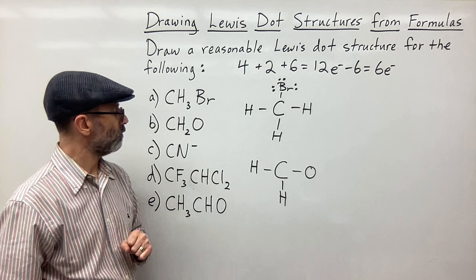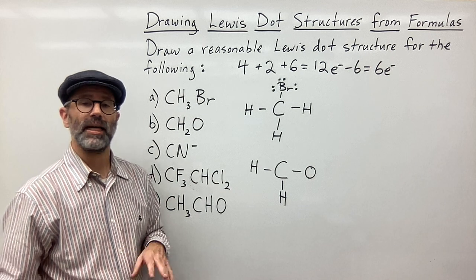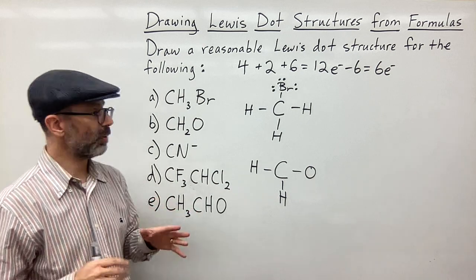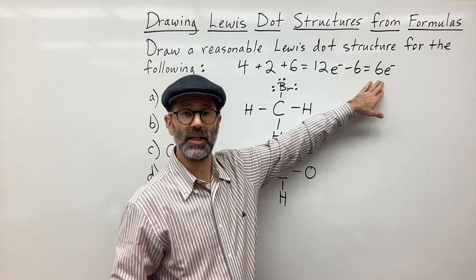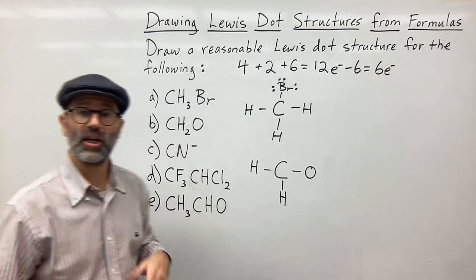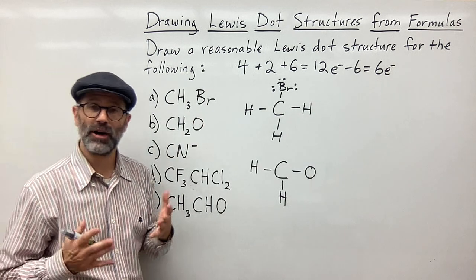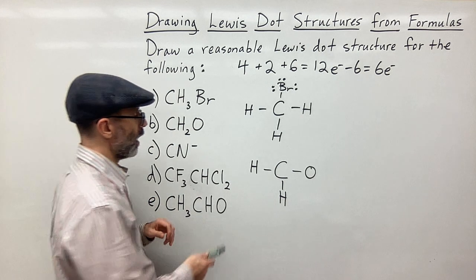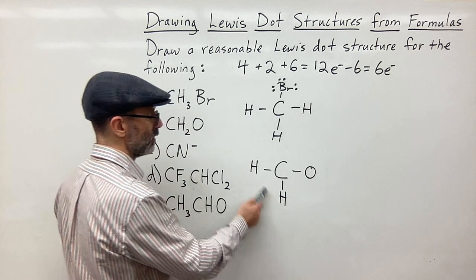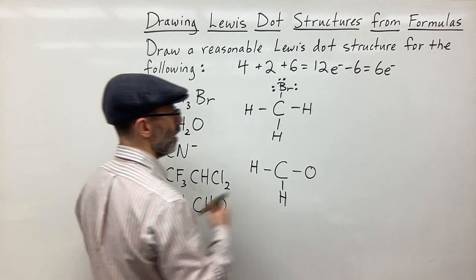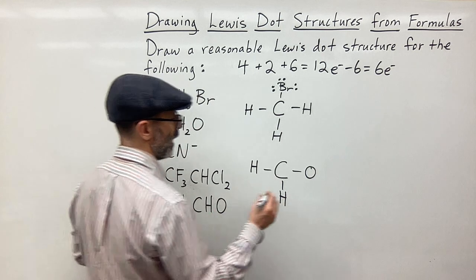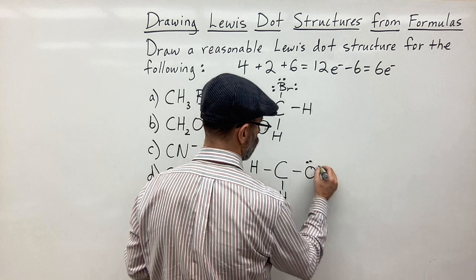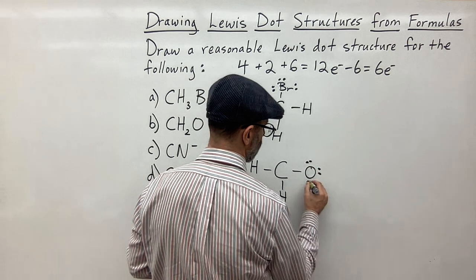So now step 3 says you're going to add lone pairs. If you have electrons left over, and I do, you're going to add lone pairs to the outer atoms to give them an octet if they need it. So again, hydrogen doesn't need an octet. They're happy with a single bond, but oxygen needs an octet. So I'm going to add lone pairs to my oxygen like so.